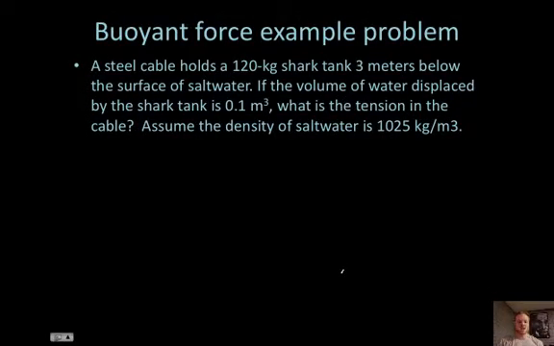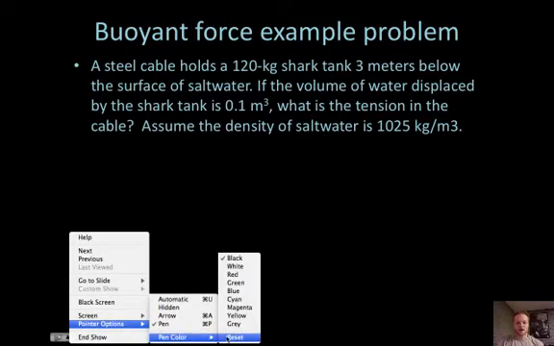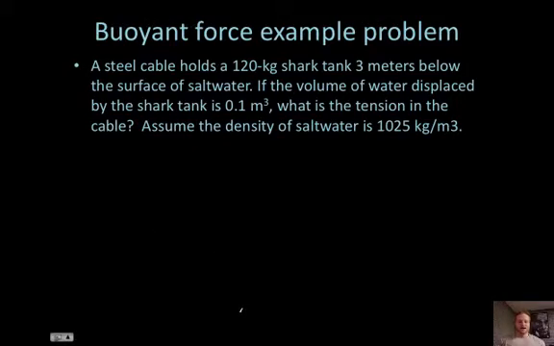Okay, here we have a little bit more of a challenging problem. So let me change my pen color here to, I guess, yellow. It says a steel cable holds a 120 kilogram shark tank 3 meters below the surface of salt water. If the volume of the water displaced by the shark tank is 0.13 meters cubed, what is the tension in the cable? Again, assume the density of salt water is 1,025 kilograms per meter cubed.